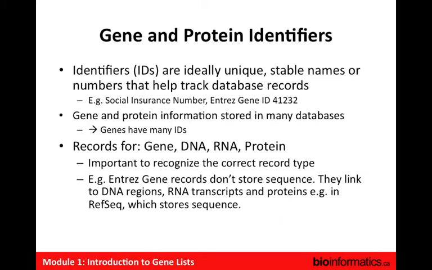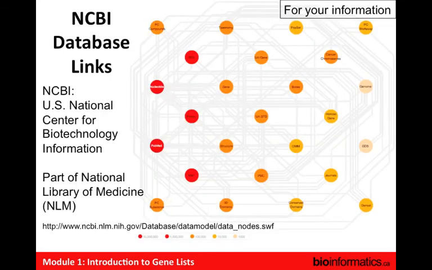Another important thing to understand is that there are different types of information in these databases. Even though we sometimes think about gene, DNA, RNA, and protein all at the same time, there are actually different databases for those different types of things. Entrez Gene has only gene information. It doesn't store the sequence of the protein. RefSeq protein stores the sequence of the protein, and Entrez Gene links to it. Entrez Gene will have its identifier relating to genes, and RefSeq protein will have its identifier relating to proteins. You do need to understand the type of information pointed to by that identifier in order to properly connect it.